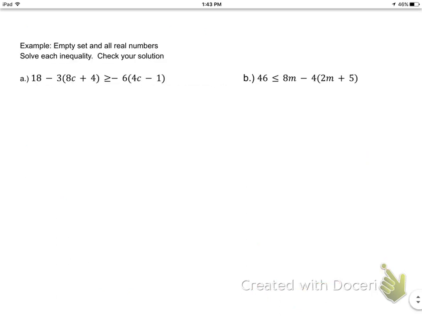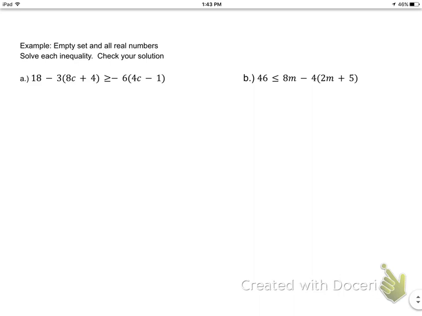Next one is we got inequalities that look kind of like what we just did, but they're a little bit more involved because we got some plus or minuses outside of groups. But this one is going to have an example of an empty set and then all real numbers, aka no solution, and all real solutions or infinitely many. So each one of these will highlight a different one of those ideas. So I want you guys to work through A. We'll come back and we'll show what the results mean.